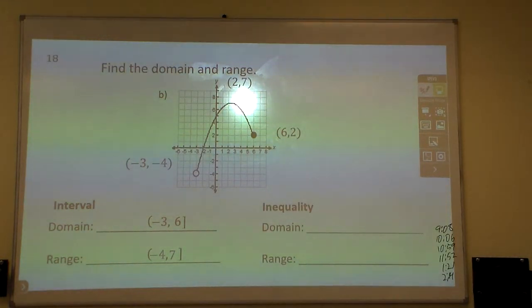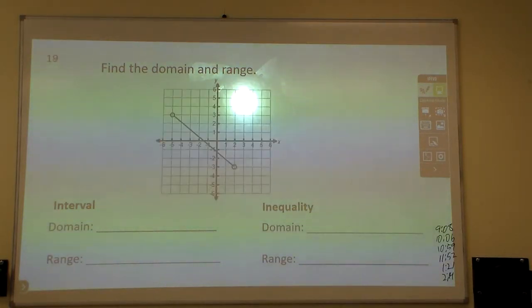And then your domain will be -3 < x ≤ 6, because the bracket has the bars underneath of it. And the same thing then for the y's: -4 < y ≤ 7. All right. I'm going to do the last two here real quick, 19 and 20 at the same time. And I'll come back. 19, my points are what? -5, 3, and 2, -3.